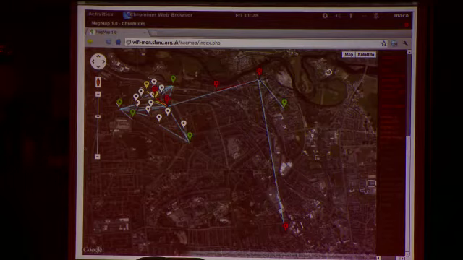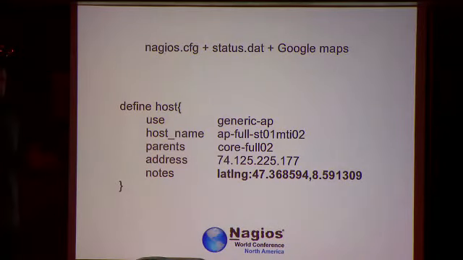And the way this is done is so simple that it's basically just a combination of the Nagios configuration file, status file, and Google Maps. So I took two very popular technologies, Nagios and Google Maps, and just merged them together. And it became such a popular project that, yeah, I'm just kind of going too much ahead.